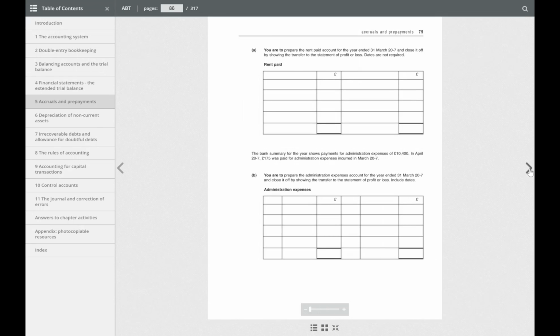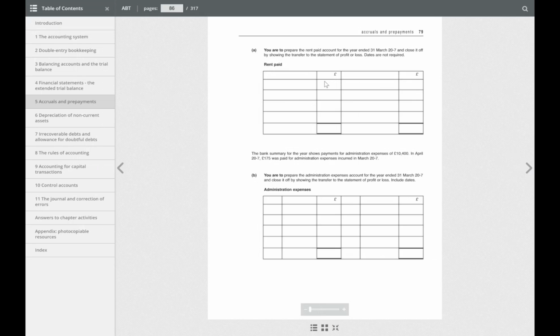We have to prepare the rent paid account for the year ended 31st March and close it off by showing the transfer to the statement of P&L account, right? We have to prepare this account. This is the one for which I showed you the table. Rent paid is an expense account.